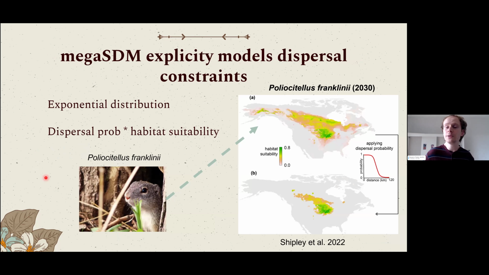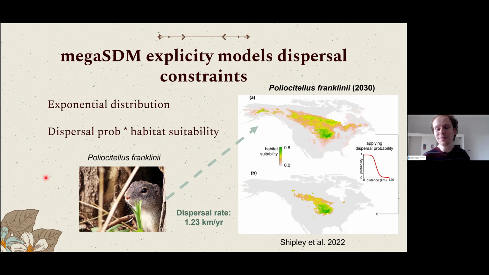So how does MegaSDM deal with dispersal constraints on species distribution models? It explicitly models these dispersal rates by modeling dispersal as an exponential distribution given a particular rate. So to use the Franklin's ground squirrel as an example, this is a small ground squirrel that lives in central United States. It has a pretty slow dispersal rate. It's not able to move very fast across the landscape, about 1 kilometer per year. So MegaSDM takes that rate and models the probability that the Franklin's ground squirrel will be able to disperse any given distance, and then multiplies this dispersal probability by the habitat suitability map.